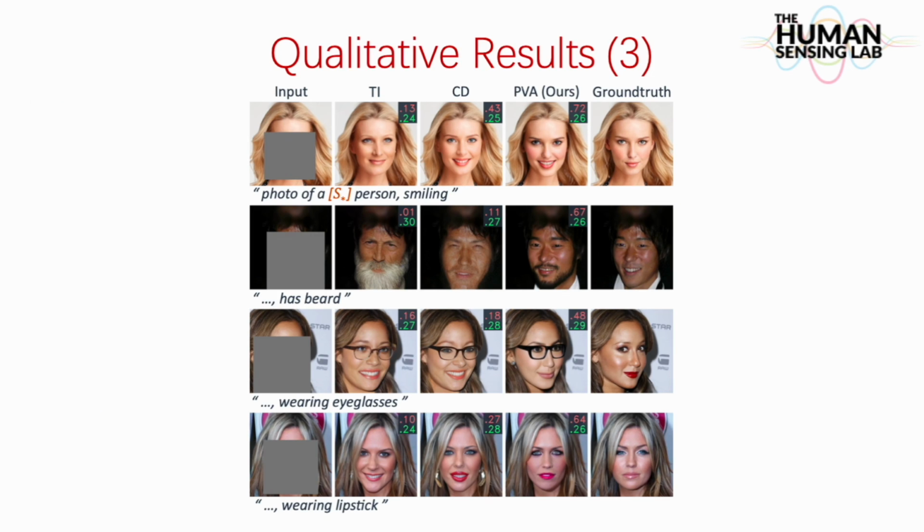Here we show some qualitative results on language-controlled identity-preserving inpainting. The green numbers are the CLIP score.